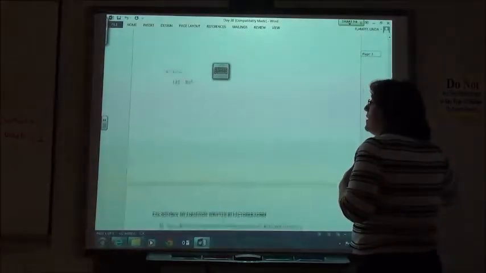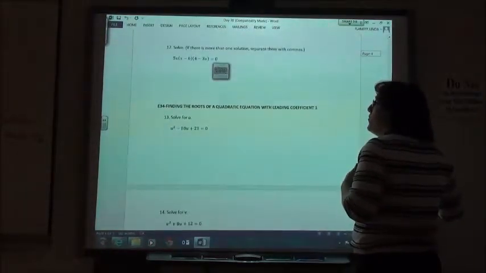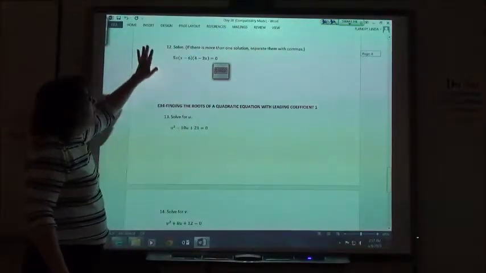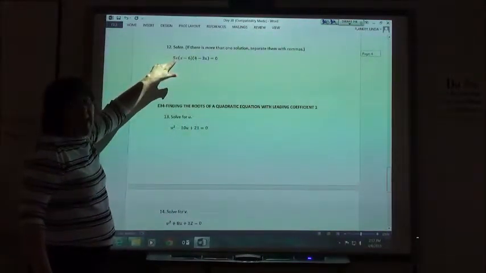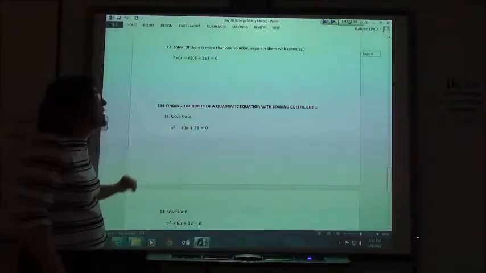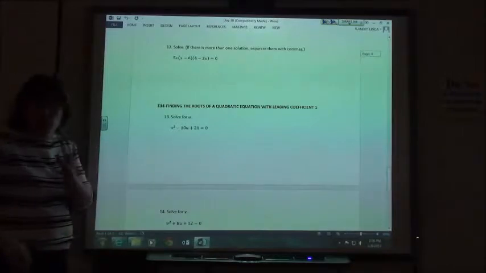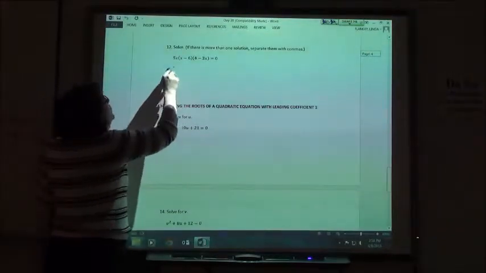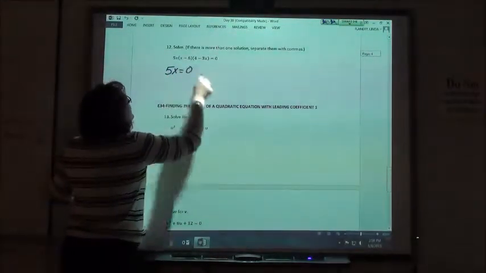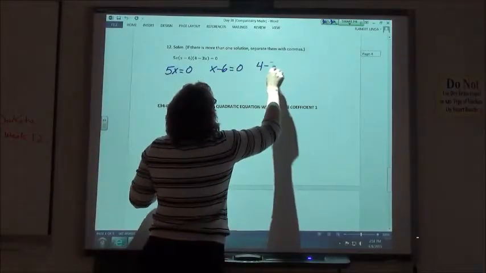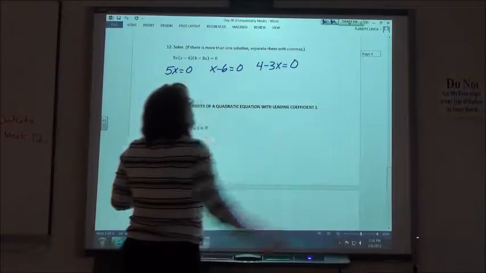Number 12, same kind of thing. Once I find number 12, we want to solve. Now look at this one. This one does have an x with that, so I do have to set that equal to 0. I'm going to have 1, 2, 3 answers because there's 3 x's in my problem. So 5x could equal 0, x minus 6 could equal 0, or 4 minus 3x could equal 0.